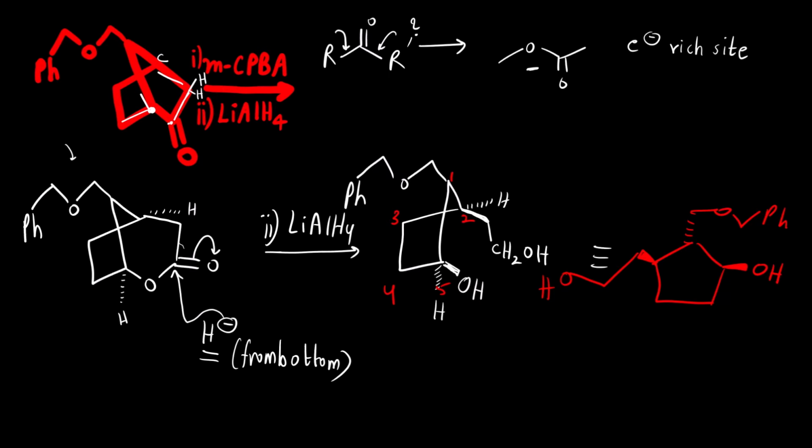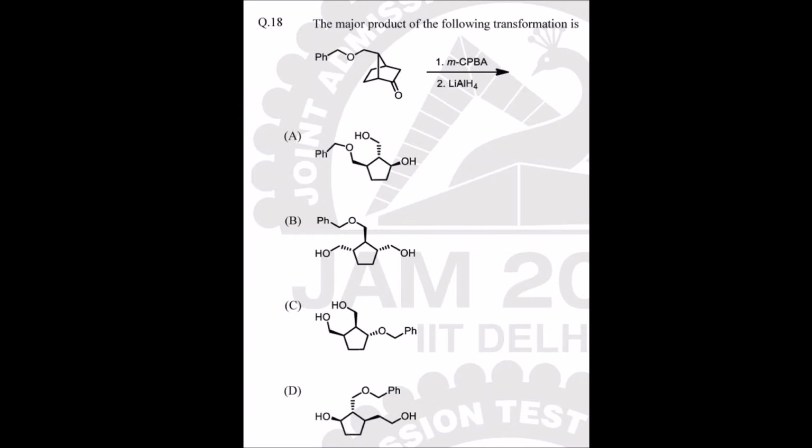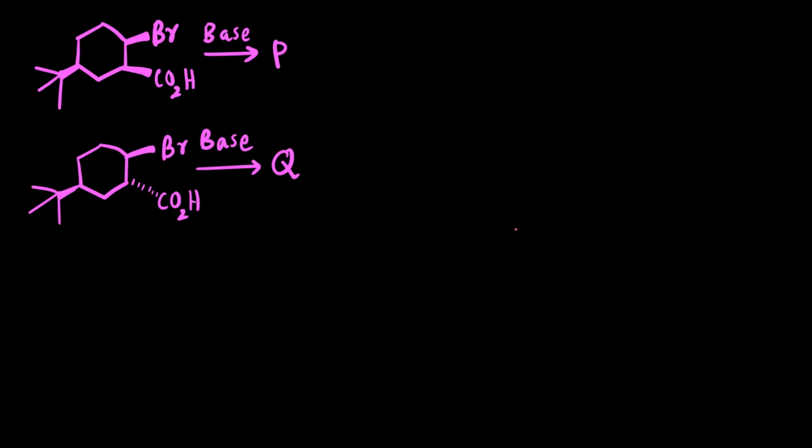So OH and CH2CH2OH are both above the plane, and this entire thing is below the plane. So only option D is correct. The correct answer for this question is option D. Okay, moving on to the next question.